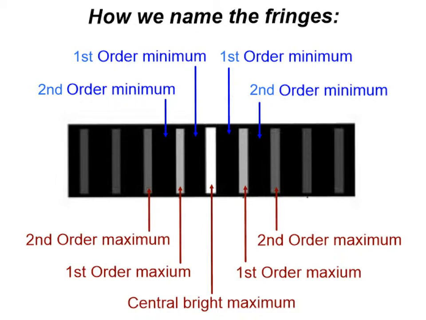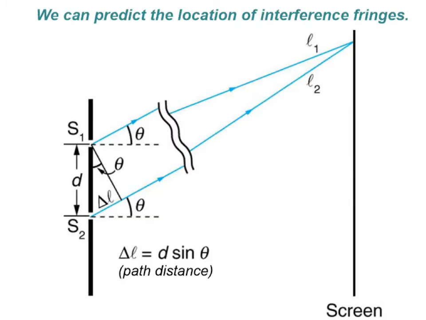When we talk about the dark fringes, we look at the two dark fringes on either side of that central bright maximum. They are called first order minima. Then we have second order minima, the next dark fringes, then third order, fourth order, and so forth and so on. Now let's look at how we can predict the location of these different interference fringes.